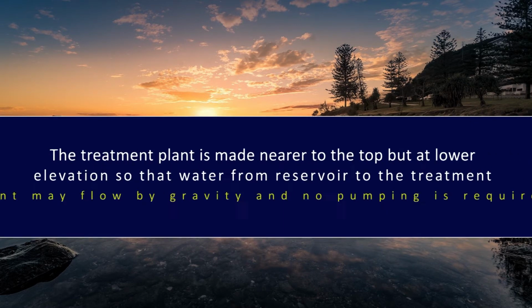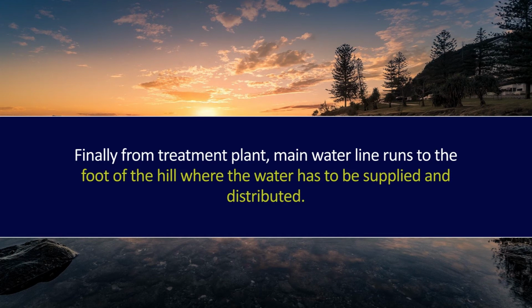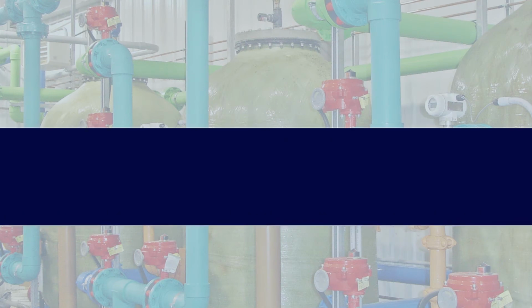The treatment plant is made nearer to the top but at a lower elevation so that water from the reservoir to the treatment plant may flow by gravity and no pumping is required. Finally, from the treatment plant, main water lines run to the foot of the hill where the water has to be supplied and distributed.